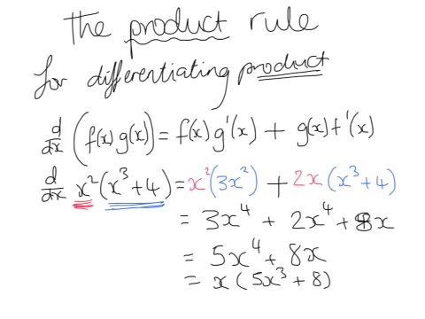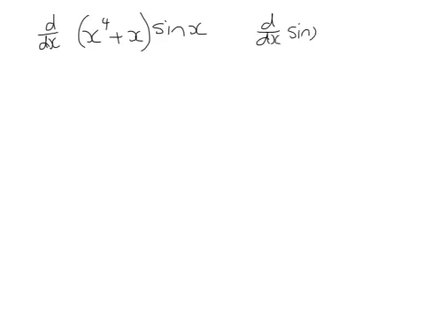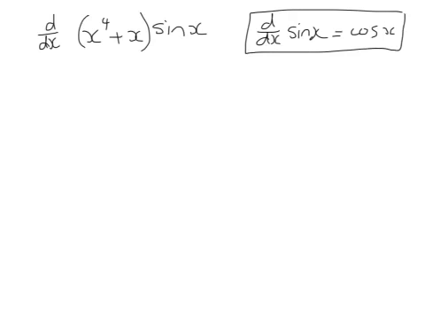Let's do another example. Okay, something a little bit more tricky. Let's do the derivative of x to the 4 plus x times sine x. For those of you that don't know, the derivative of sine x is cos x, and that's in your list of formulae to learn. And again, you don't need to know the proof, but there is a separate video to prove that the derivative of sine x is cos x if you're interested. Okay, so I'm just going to use that now.